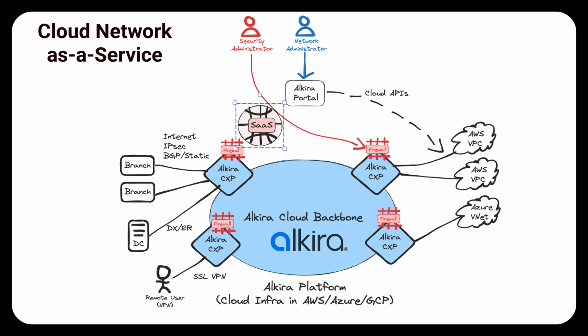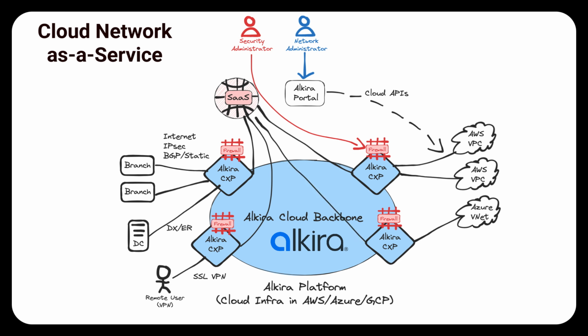For SaaS applications like Office 365, Salesforce, Zoom, and so on, each Alkira Cloud Exchange point provides internet access. Branches, physical data centers, remote users, and cloud workloads can optimally and securely access any of the SaaS applications through the Alkira Cloud Exchange point they are connected to.